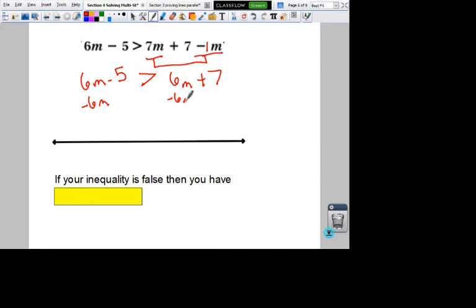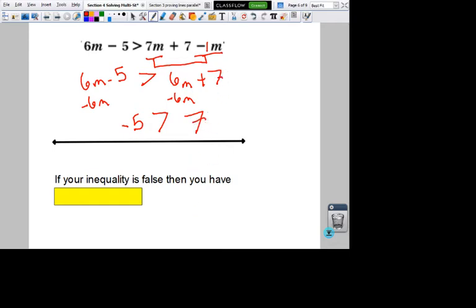Well, you can't have a variable on one side if there is no more variable. Alright, so we're gonna minus 6M on both sides. It's kind of combining like terms. And I get negative 5 is greater than 7. And I'm gonna put my little line here so I know it's a 7.